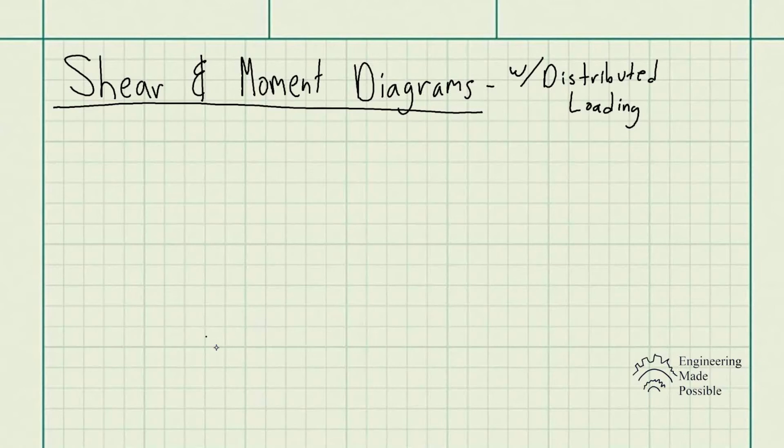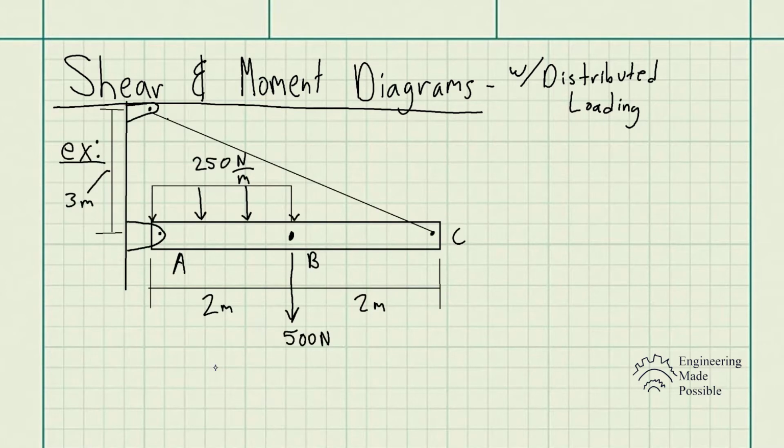So today we're going to be going over shear and moment diagrams, but this time with distributed loading. And there are a couple relationships that you need to know. So for example, let's say you have a situation such as this example here.